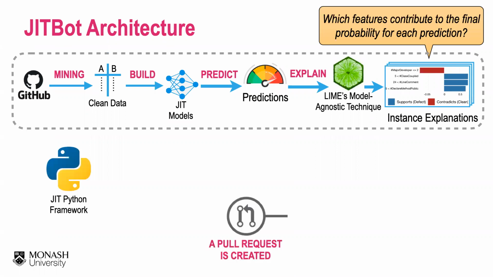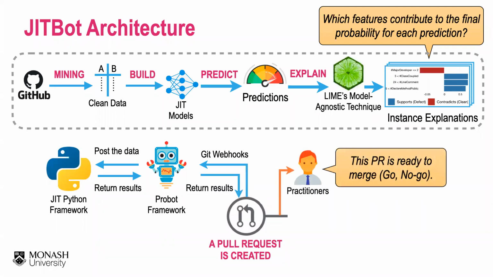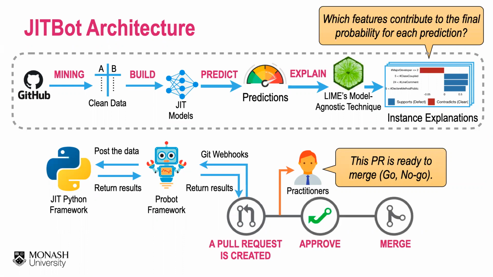Once a pull request is created, it will send a Git webhook to the Probot framework, and the Probot framework will post the data to our JIT Python framework. Our JITBot will compute the risk score, generate the explanation, and return the results to the Probot framework and to the pull request. Then practitioners can confidently make data-informed decisions on whether this PR, or pull request, is ready to merge or not. Once it is ready, we can just approve and merge it.